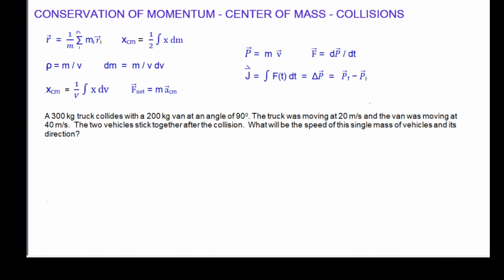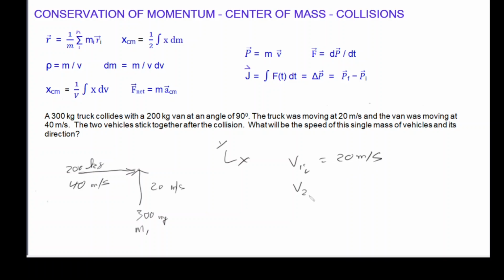So let's say our truck is moving in this direction. It's 300 kilograms. We'll call that mass 1. And it's moving at 20 meters per second. And the van is moving in this direction. And that is 200 kilograms. And it's moving at 40 meters per second. And this is our x and y axes. So mass 1's initial velocity is equal to 20 meters per second.